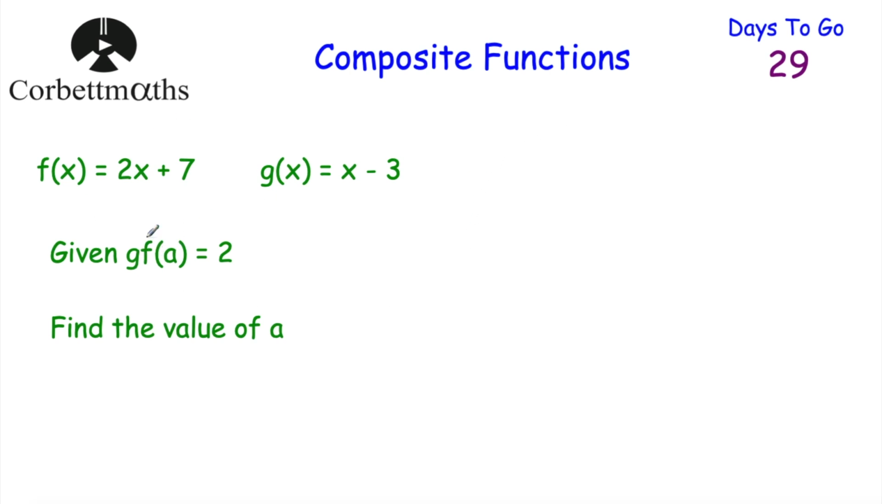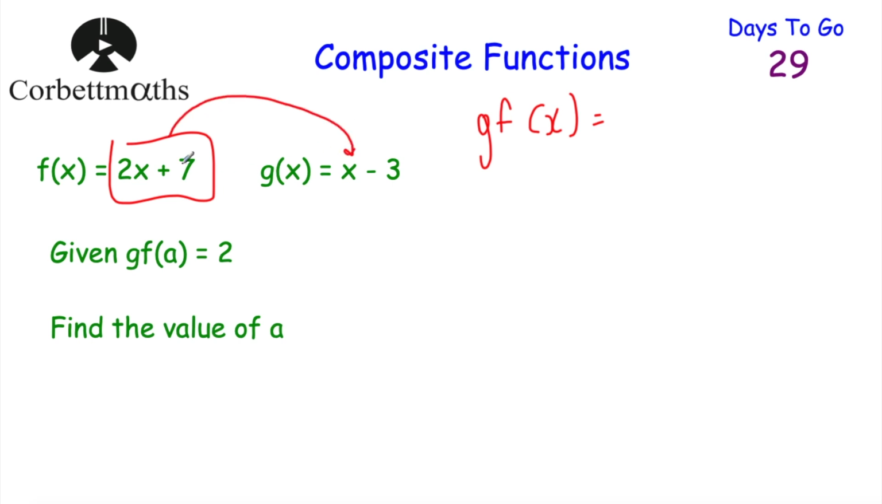Okay, so what I'm going to do is start off by finding the composite function. I'm going to find gf of x to begin with. So to find gf of x, we'll start off with x and apply function f first, so we get 2x plus 7, and then we'll apply function g. So let's replace the x with 2x plus 7. That would give us 2x plus 7 minus 3. Now, if we then take away 3, we'd get 2x plus 4.